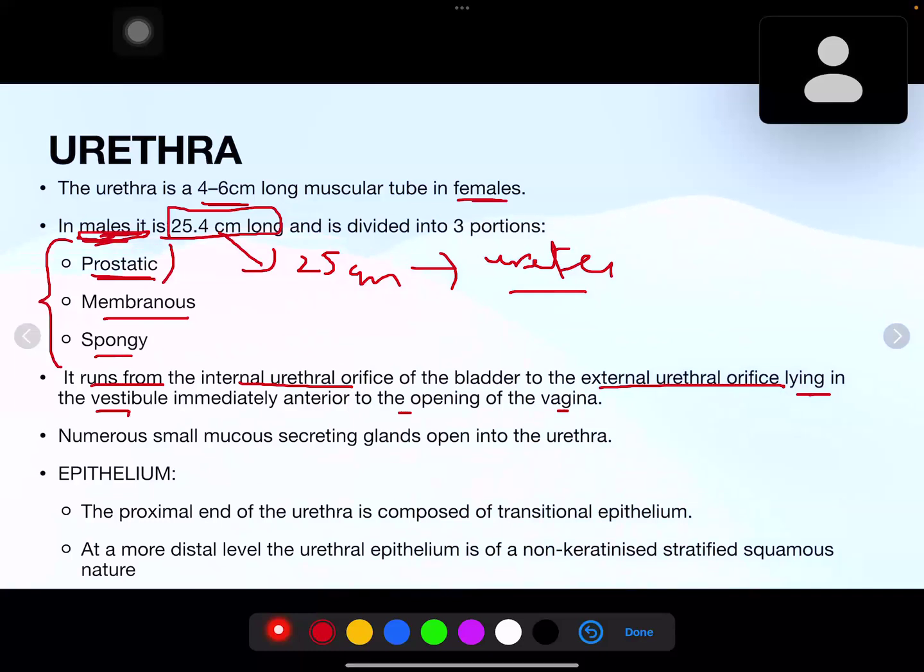Numerous small mucus-secreting glands open into the urethra. The urethral epithelium is important because, what was the bladder epithelium?